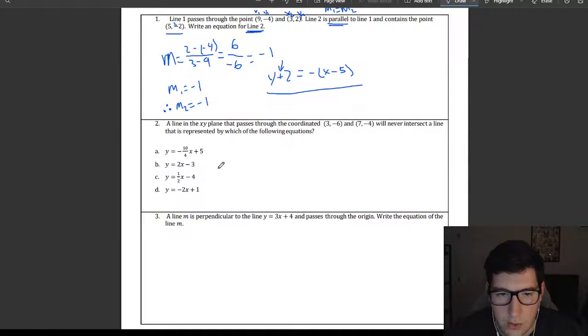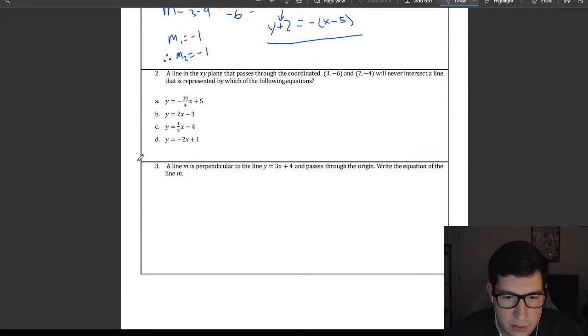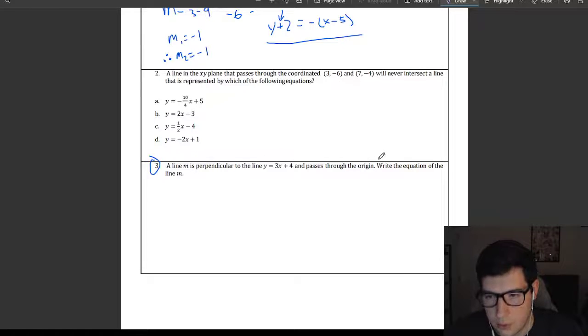Coming down, we're actually going to bypass 2, and we're going to talk about number 3. So for number 3, we have that a line m is perpendicular to the line y is equal to 3x plus 4 and passes through the origin. Write an equation of line m. All right, so this is super similar to number 1. Instead of going parallel, we're actually going perpendicular this time though. So we have slope 1. Slope 1 is 3.